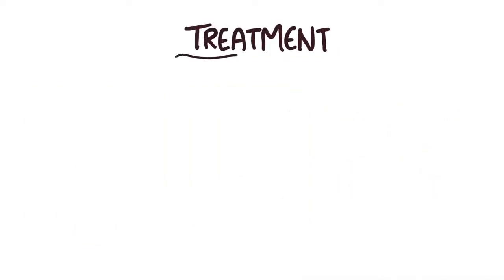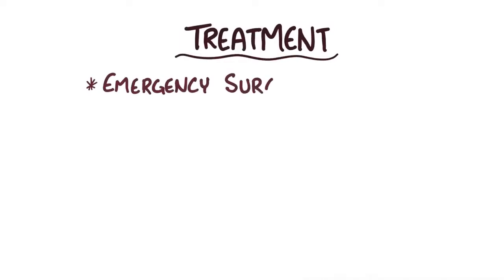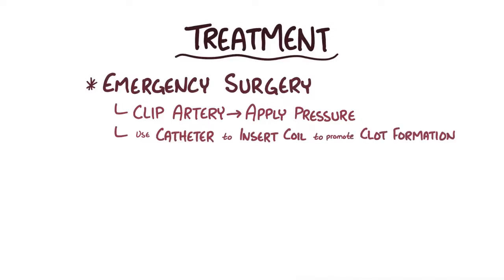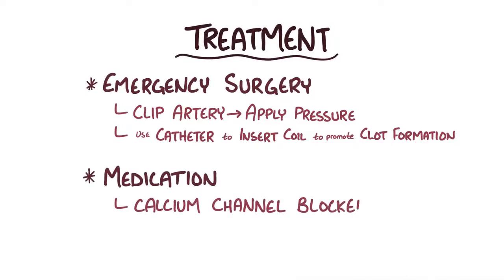Treatment of a subarachnoid hemorrhage typically involves emergent surgery. An artery that's bleeding can be surgically clipped to apply direct pressure to it. Alternatively, a catheter can be used to place a coil in an aneurysm, which serves as a site for clot formation, which also seals up the aneurysm. And sometimes medications like calcium channel blockers can be used to help prevent arterial vasospasm from setting in.